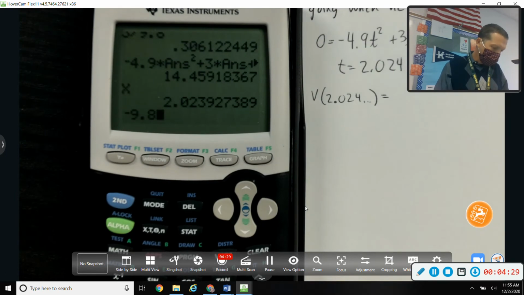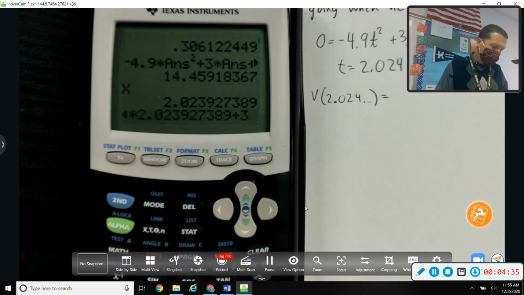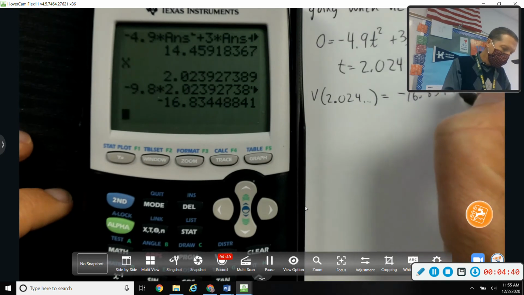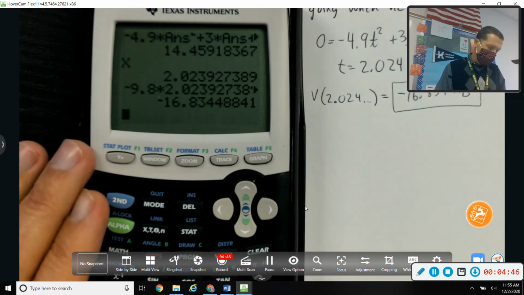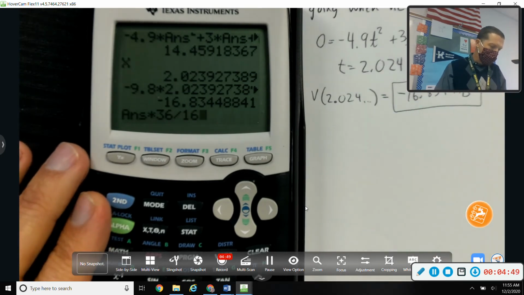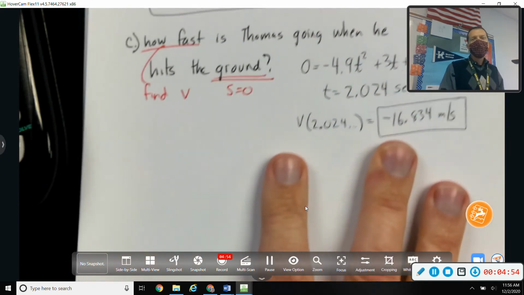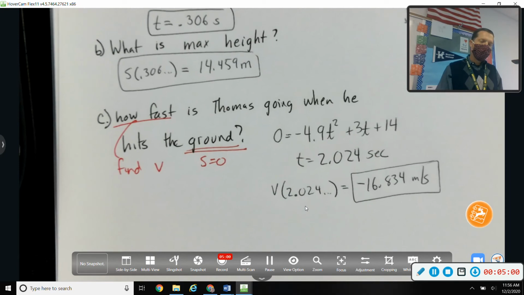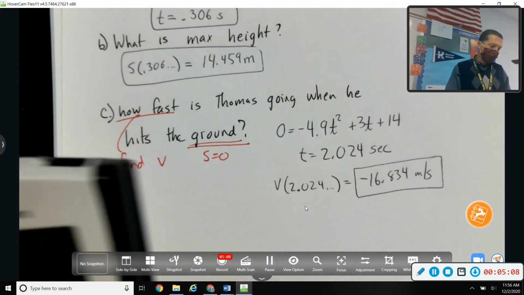Negative 9.8 times that plus 3. Negative 16.834 meters per second is the velocity at the bottom. And just for my own amusement, that's 38 miles an hour. So that's not good for this unruly student who got tossed off the top of the building. But 14 meters, that's 40 feet or so. That's pretty far up there. So you would not want to take a fall from 40 feet.